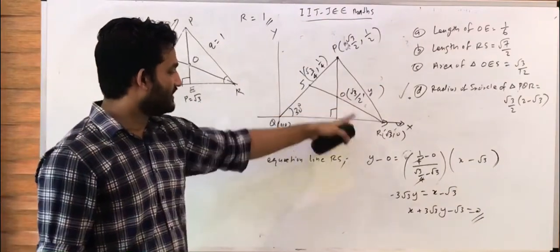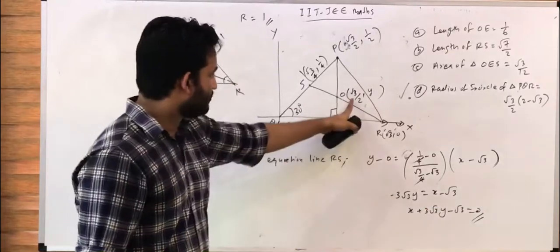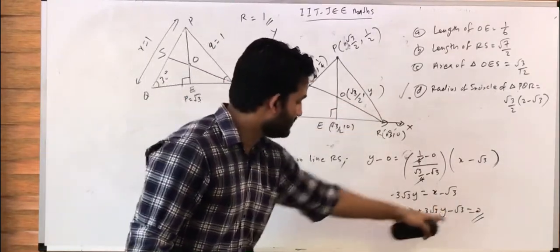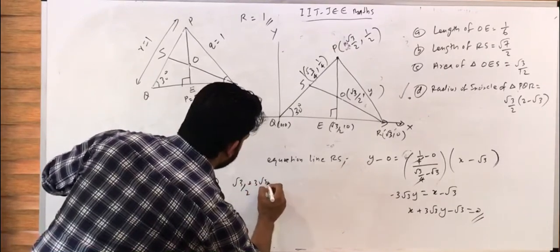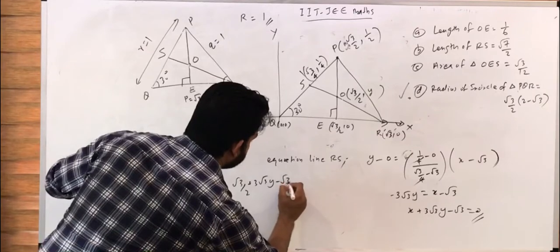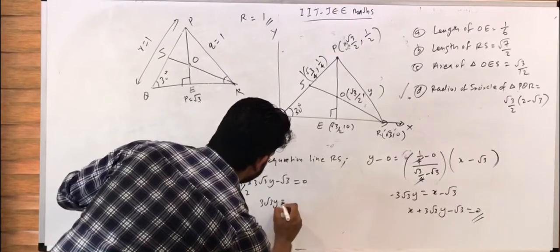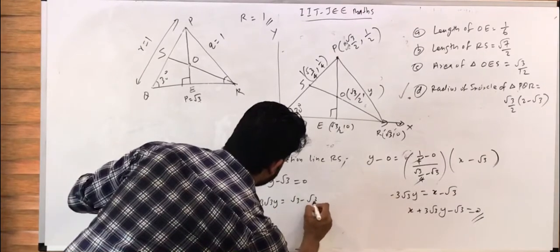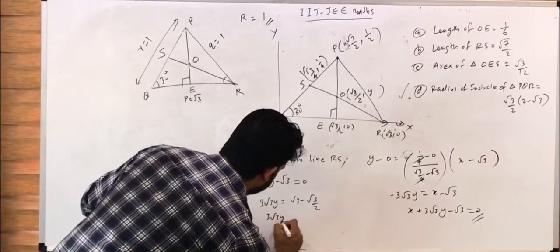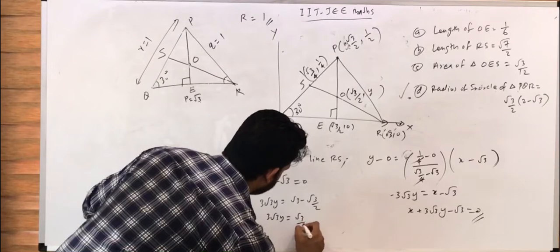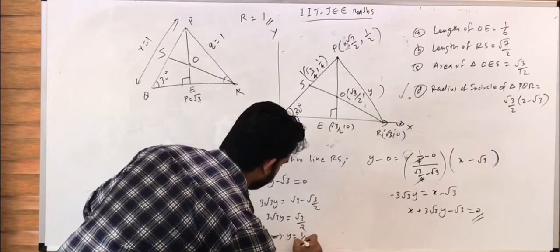Now this point O will also satisfy this equation. So put x equal to root 3 by 2 in this equation. We get root 3 by 2 plus 3 root 3 y minus root 3 equal to 0. Once we solve, 3 root 3 y is equal to root 3 minus root 3 by 2, so this is root 3 by 2. That implies y equal to 1 by 6.